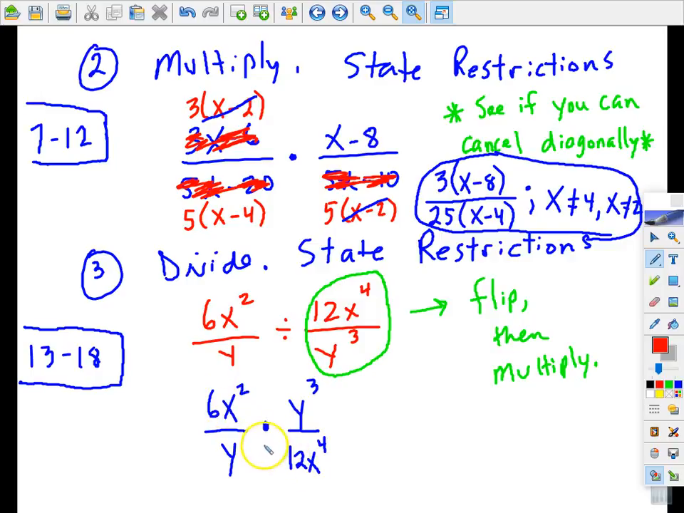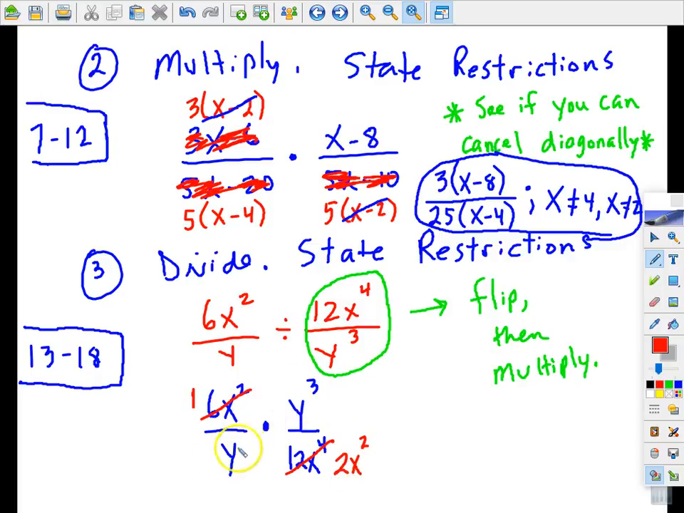But in class today, we just chose to go ahead and cancel first. So going this way, remember, canceling is just another way of saying I'm going to divide both of these terms by the same common factor. And that would be 6x squared. So if I divide 6x squared into itself, that would leave me with 1. And if I divide 6x squared into 12x to the 4th, that would be 2x squared.